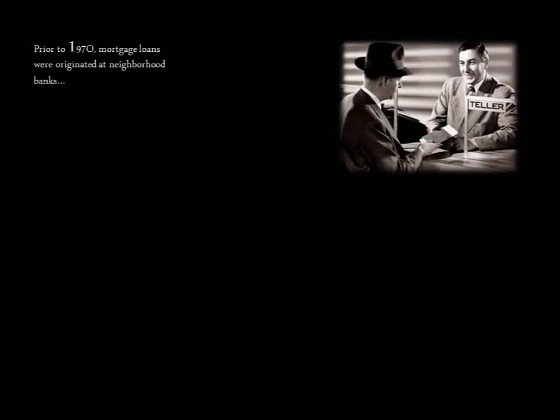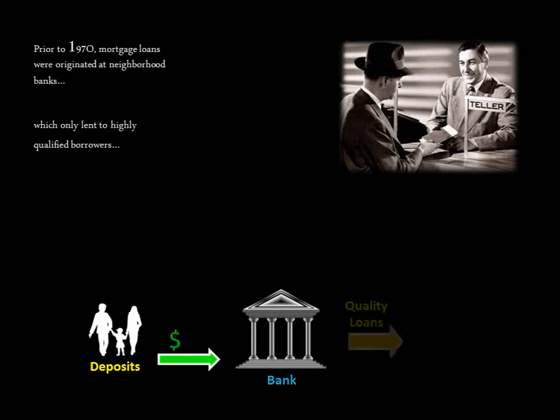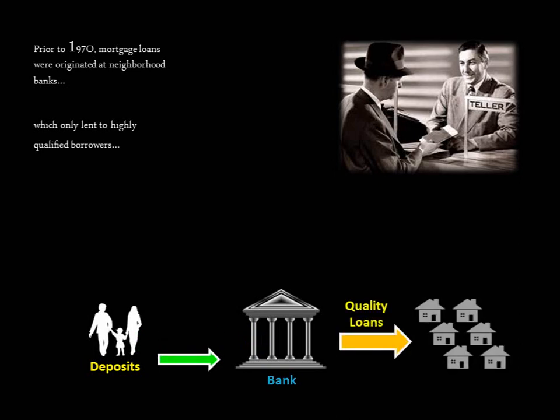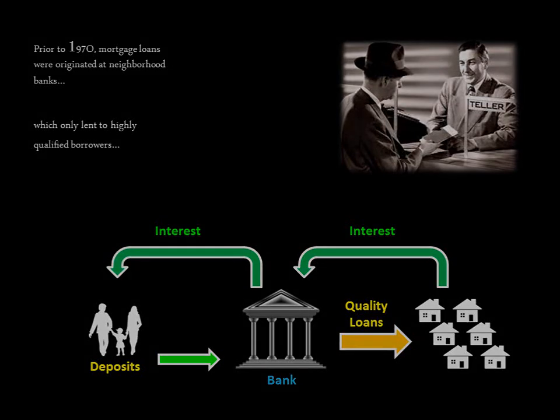Prior to 1970, mortgage loans were originated at neighborhood banks that had personal relationships with their borrowers. The money used to create a mortgage was derived from a portion of depositors' cash reserves held at the bank. Quality loan underwriting was paramount to protect depositor funds and ensure the bank and its depositors earned dividends from interest-bearing mortgage loans.